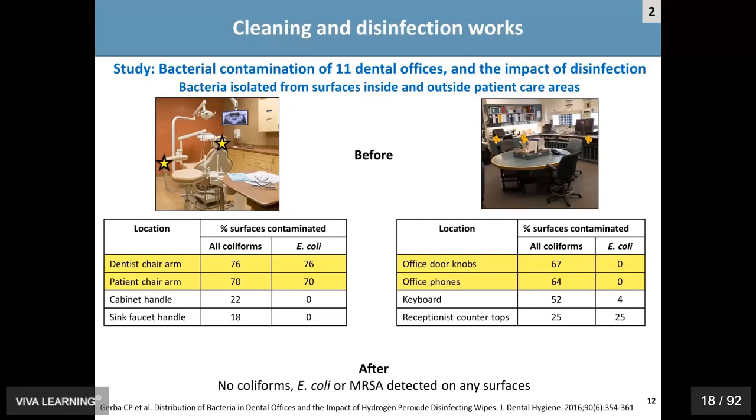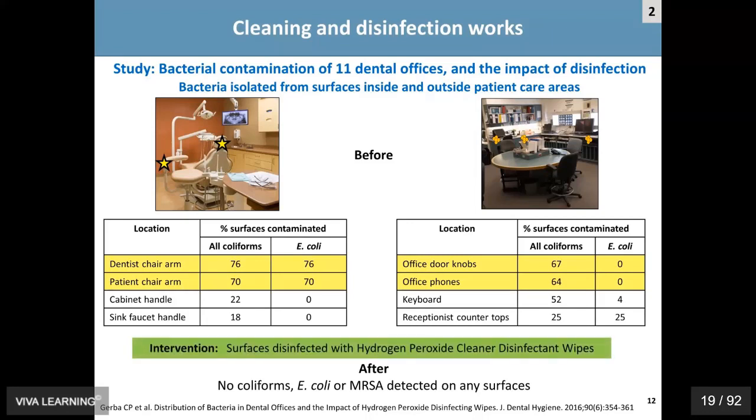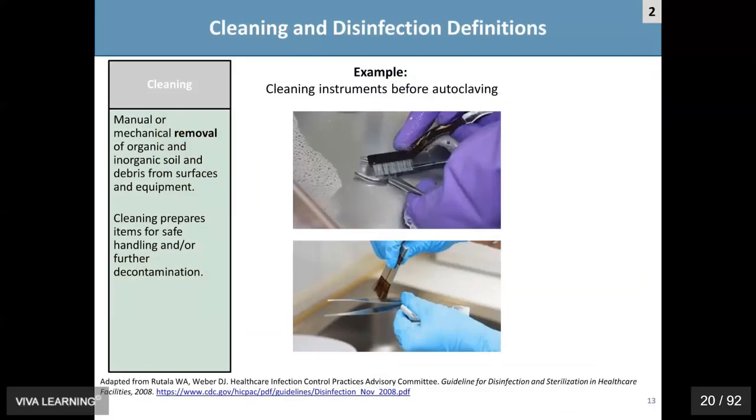And this is pretty interesting too. Look at this. The dental chair arm, the patient chair arm, cabinet handles, sink faucet handles. All areas that you should think about because we're coming into the cold and flu season. It's starting to get cold up here in Michigan where I am, and buildings are starting to get closed up. And the cold and flu season is on its way.